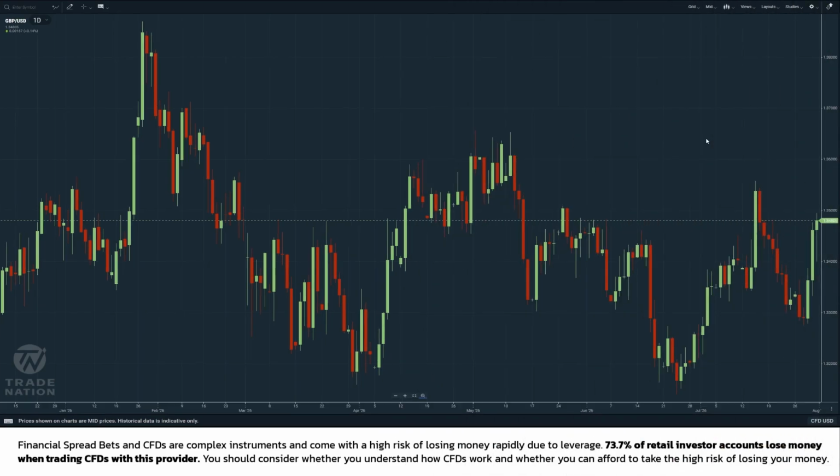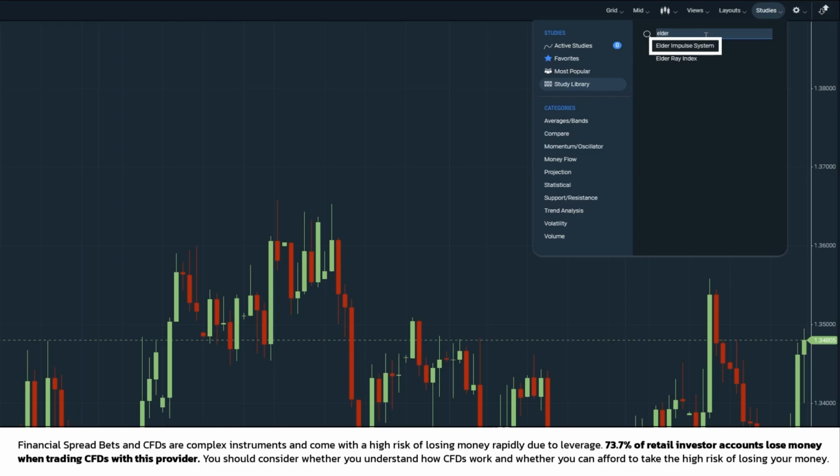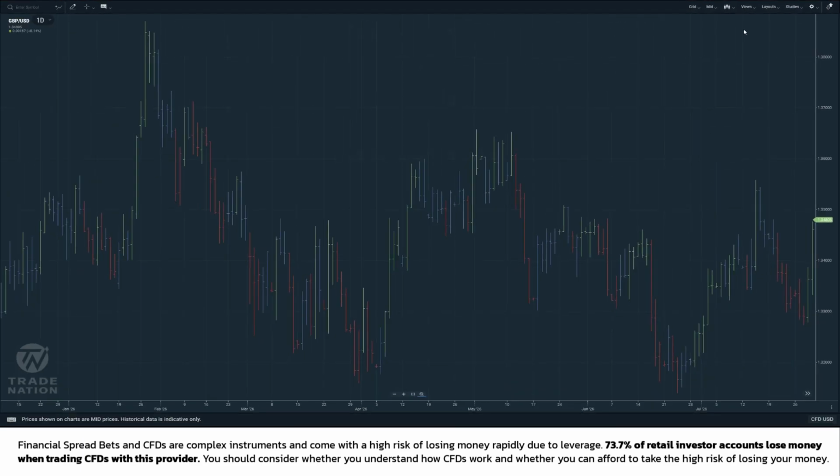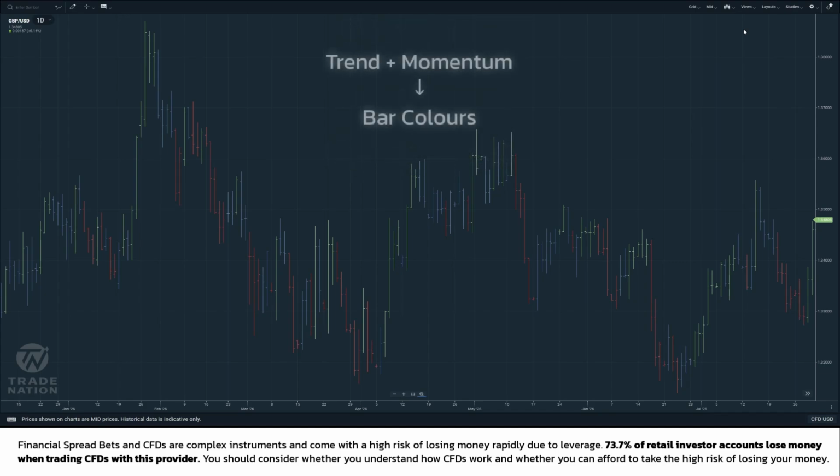The Elder Impulse System is a technical study or indicator designed to show when trend and momentum appear to be moving in the same direction. Dr. Alexander Elder created the tool to help traders read market conditions more clearly by changing the color of price bars according to the relationship between trend and momentum.